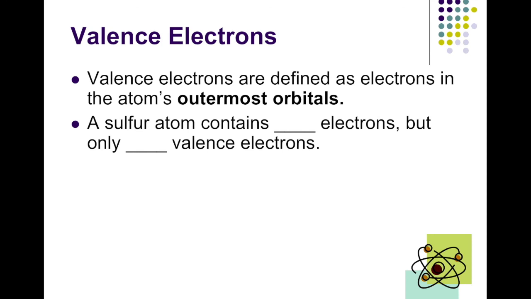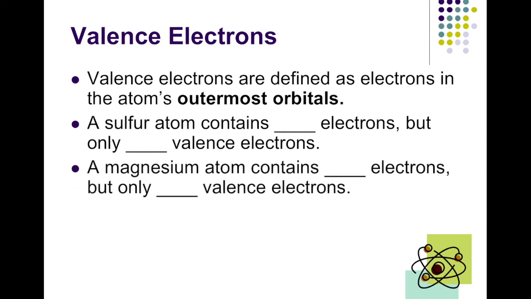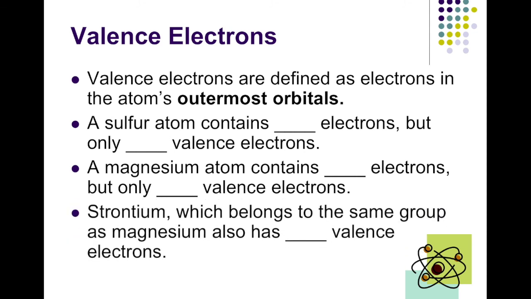And let's take a look. A sulfur atom contains blank electrons, but only how many valence electrons? Well, we can determine this based on a couple different things. So I want you guys to try to determine these. I'm going to give you a moment, and then you can check your answers on the next slide when I head over to it.